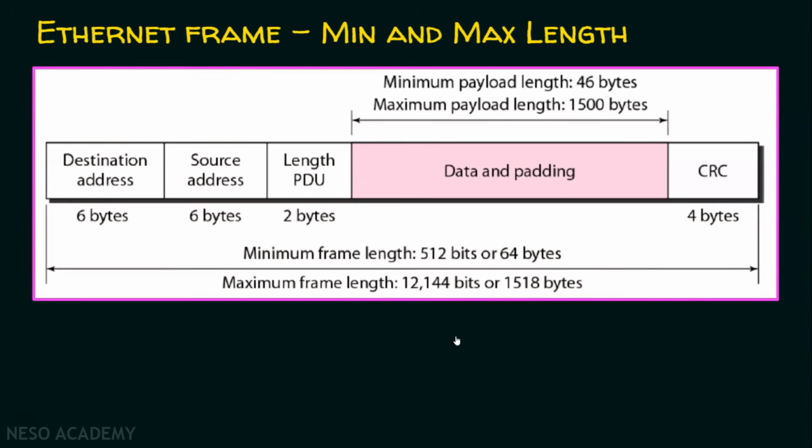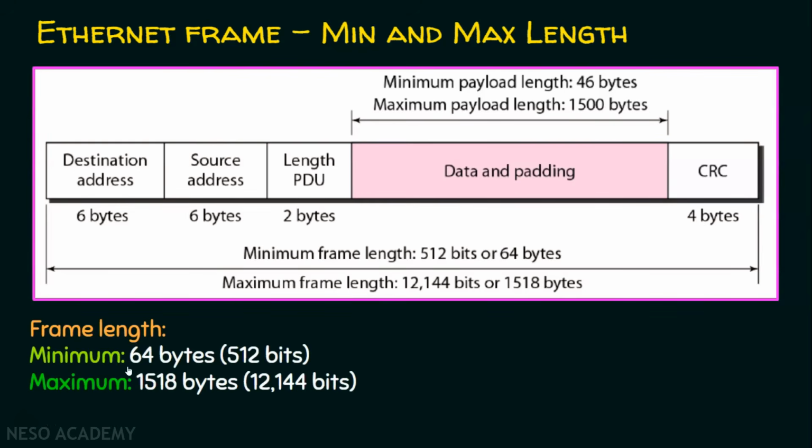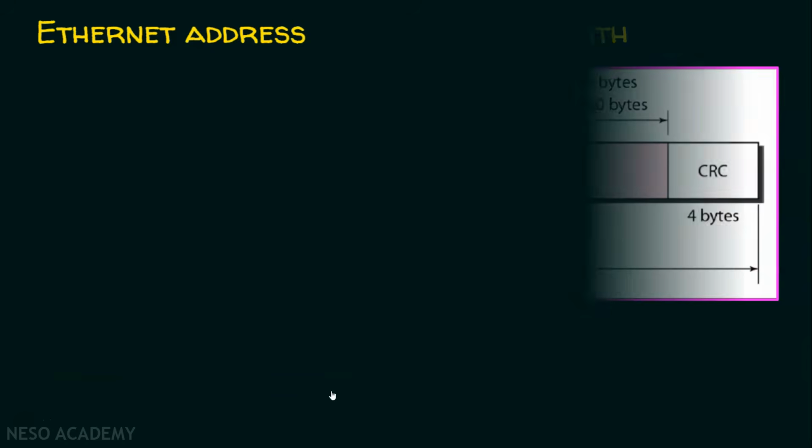I request you to make a note of the minimum payload length and the maximum payload length, the minimum frame length and the maximum frame length. Since we are dealing with many analytical and GATE examination related problems, these values are essential in order to solve the problems. Before we move into the last part, the Ethernet address, we will just recap frame length. The minimum frame length is 64 bytes or 512 bits and the maximum frame length is 1518 bytes. We will now see the Ethernet address.